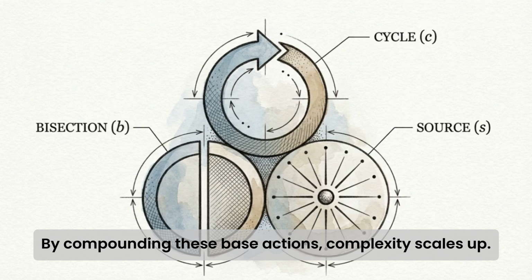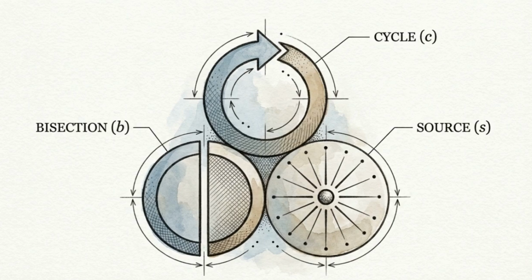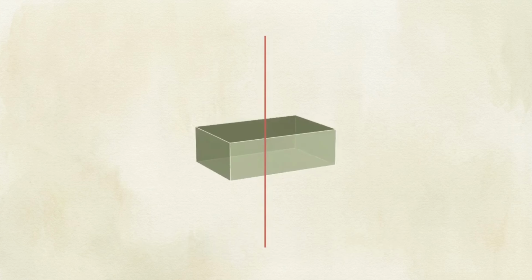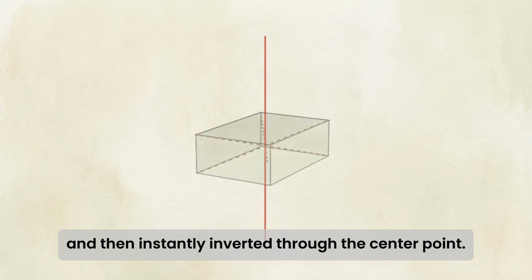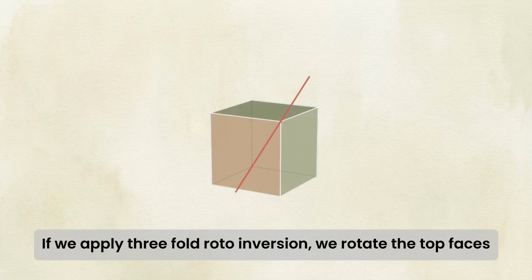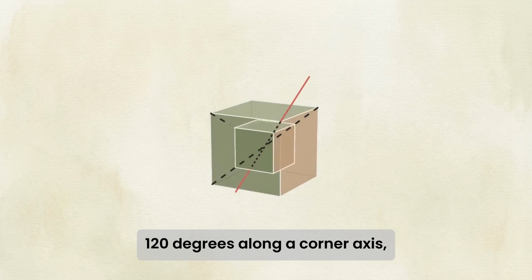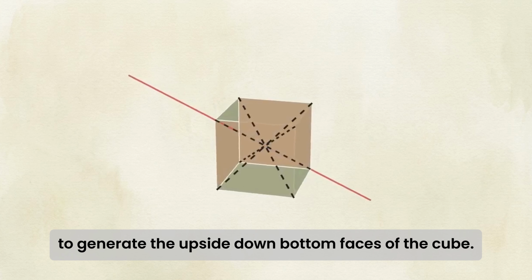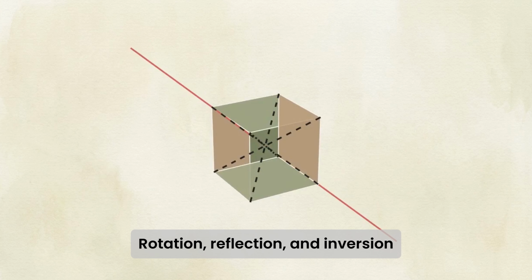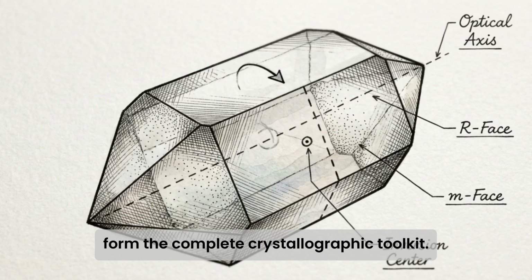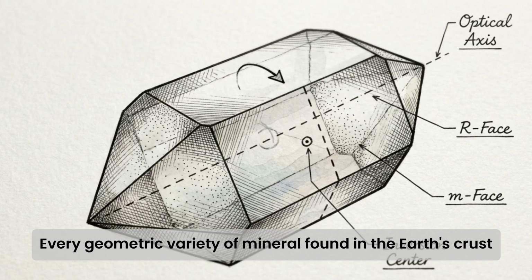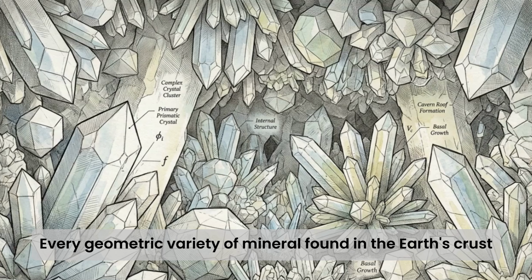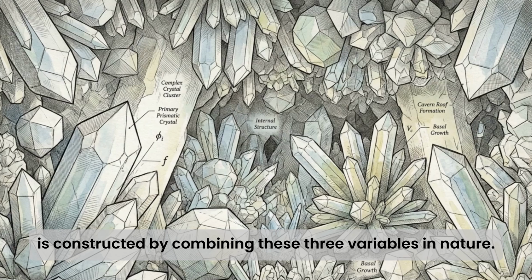By compounding these base actions, complexity scales up. A prime example is rotoinversion, a sequence where an object is first rotated and then instantly inverted through the center point. Take a standard cube. If we apply threefold rotoinversion, we rotate the top faces 120 degrees along a corner axis, and then those faces are projected straight through the center to generate the upside-down bottom faces of the cube. Rotation, reflection, and inversion form the complete crystallographic toolkit. Every geometric variety of mineral found in the Earth's crust is constructed by combining these three variables.